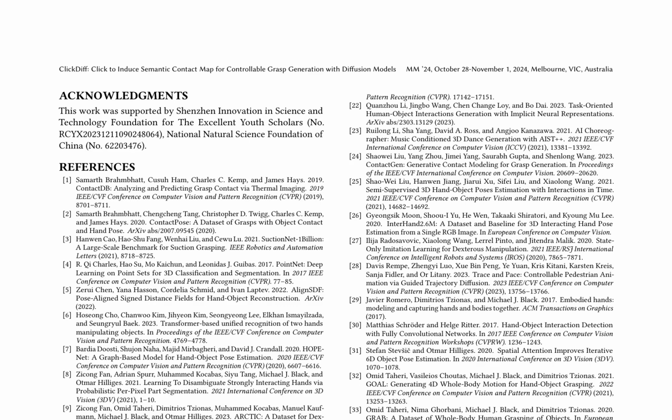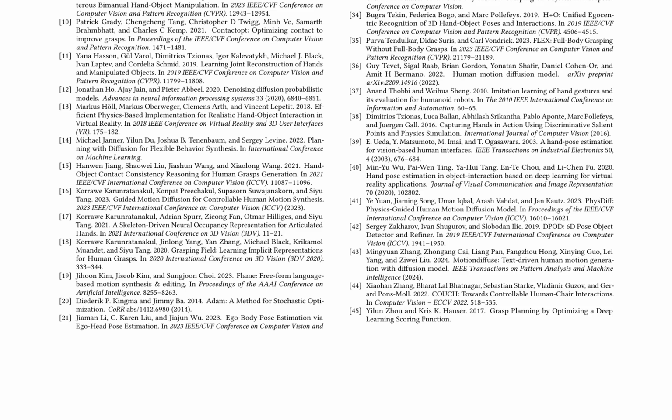The ClickDiff model is designed to estimate the semantic contact map, which represents the interaction between hands and objects in a 3D space. This map is essential for understanding and predicting how humans interact with objects, as it encodes the spatial relationships and contact points between the hand and object. By leveraging diffusion models, ClickDiff can generate and control grasps, making it a valuable tool for robotics, computer vision, and human-computer interaction applications.